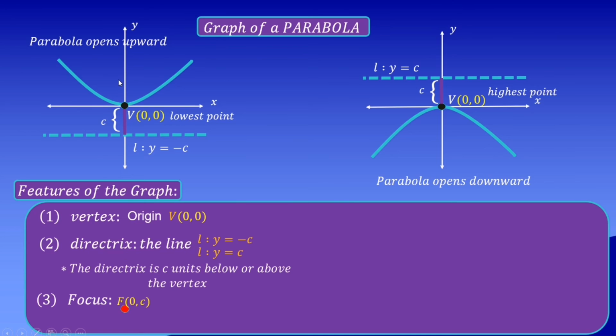And for the focus, so we have the coordinate 0 and c. Ang sukat nito is above this vertex. Yan ang ating sukat sa focus. And for the parabola opens downward, so the focus here is below the vertex. It's also represented by c. So, makita natin ang sukat ng focus and directrix are equal. Same with the parabola opens downward.